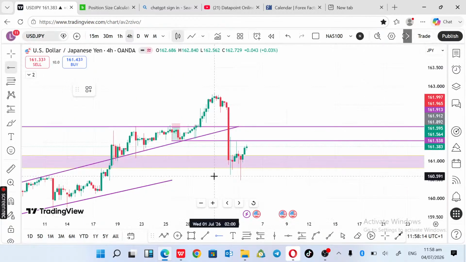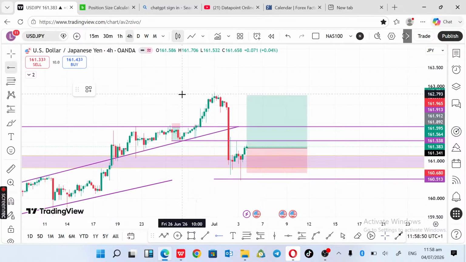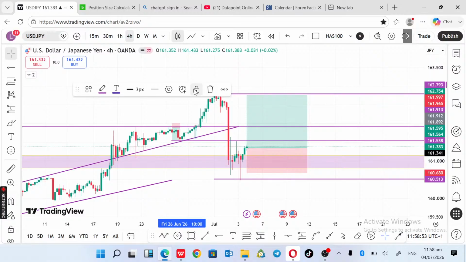Let's say we take our stop loss here. Let's just say we use here. Now we click, we are buying from here, and we are taking it to this place as our take profit. Why are we considering it? Because this is the last high the market may likely get to.